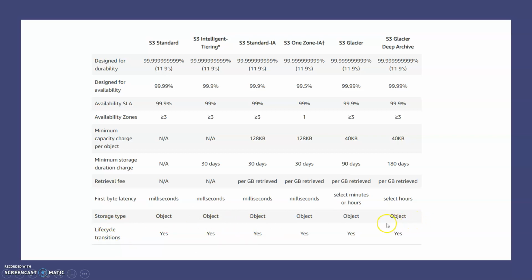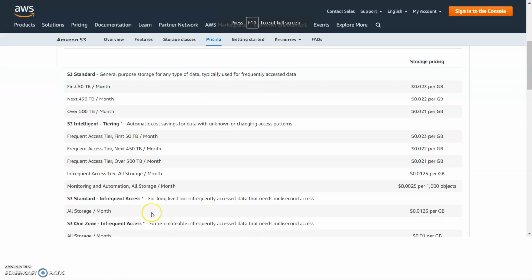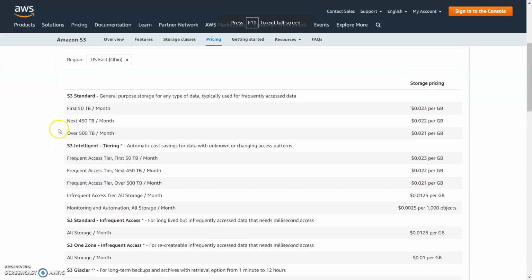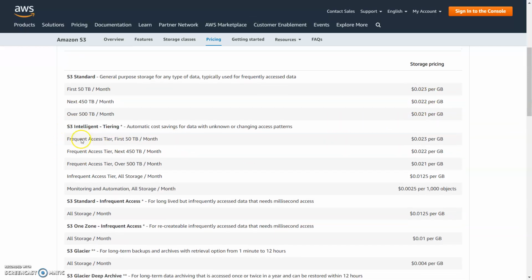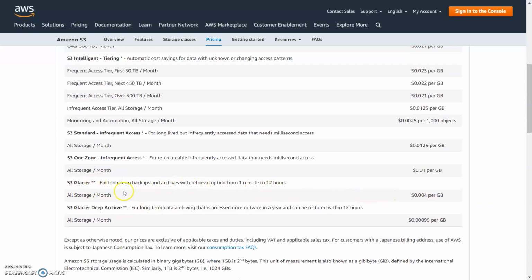Now I'm going to show you some pricing. So this is the pricing. For S3 Standard, for the first 50 terabytes of data per month, it's going to cost you 23 cents per GB, which is really cheap. Similarly, you can see the pricing for Intelligent-Tiering, Standard Infrequent Access, and One Zone Access, and you can see Glacier Deep Archive is 0.00099 per GB. I don't even know how to say that in cents or in dollars.